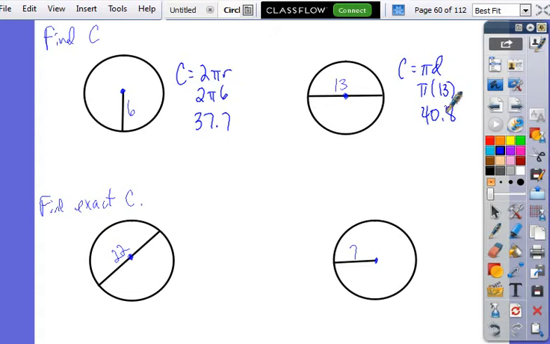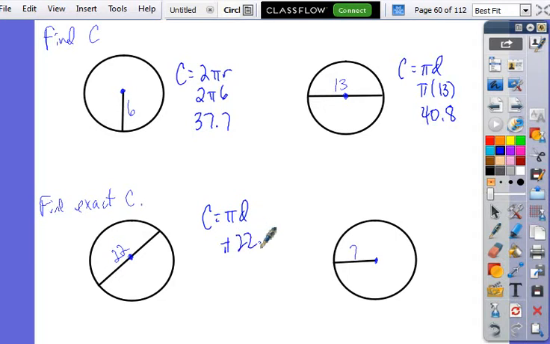When we get to the EOCT, a lot of times they're going to want the exact answer. They won't say exact answer, but that's what they want. And the way you know it's exact is because of the way the answers look, and it'll make more sense here in a second. What are they giving me on that 22? A diameter. So if I use the diameter formula, it's pi times d. Well, that's going to be pi times 22.